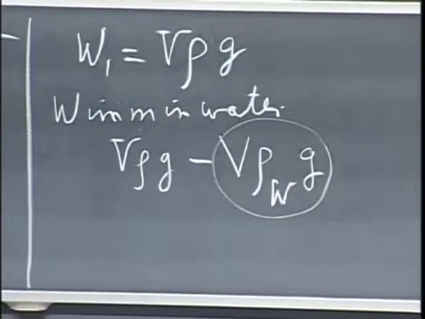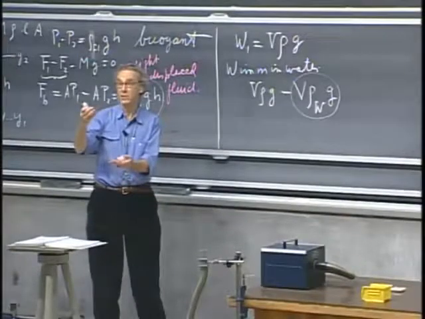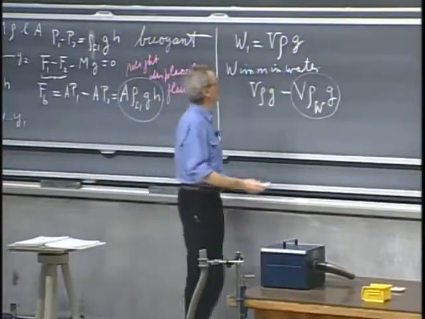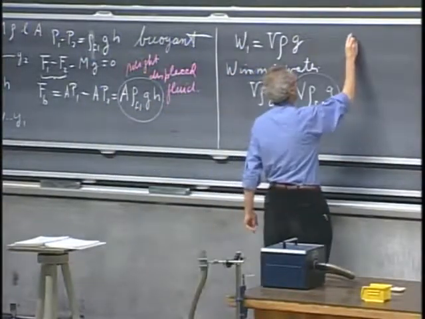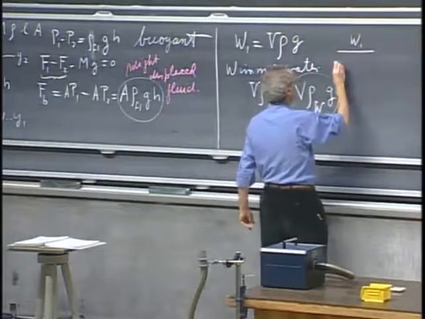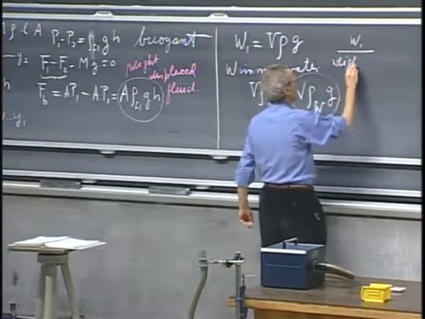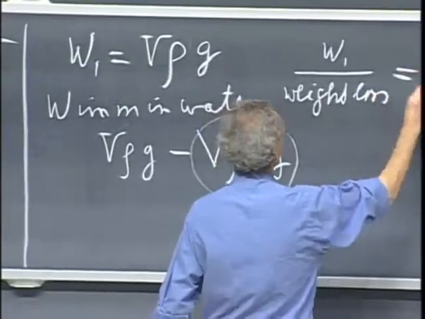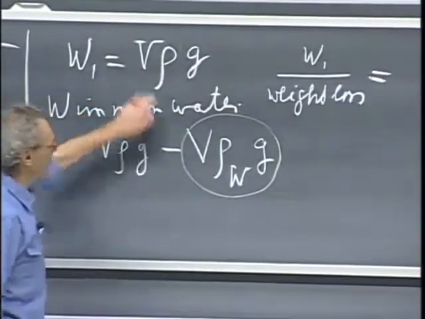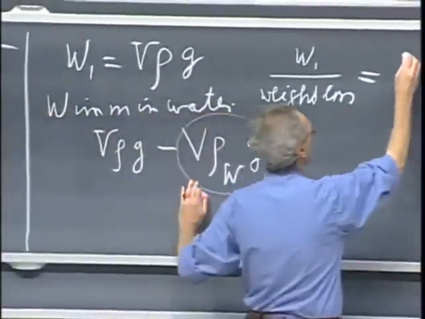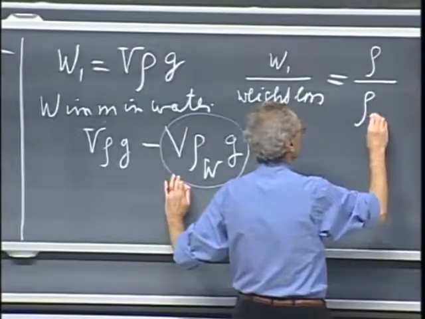That's the loss of weight. You can measure that with a spring. It's lost weight because of the buoyant force. And so now what he does, he takes W1 and divides that by the weight loss, and that gives you this term divided by this term, which immediately gives you rho of the crown divided by rho of the water.